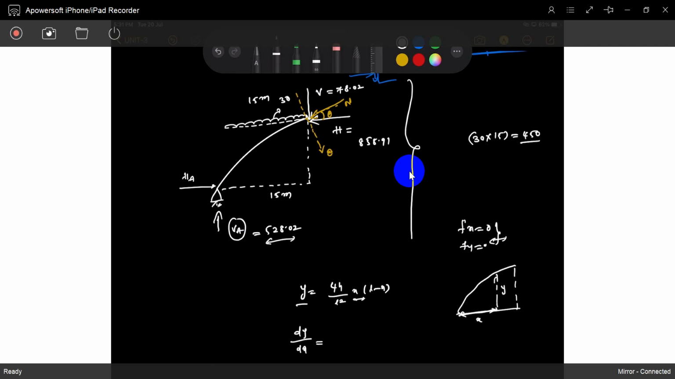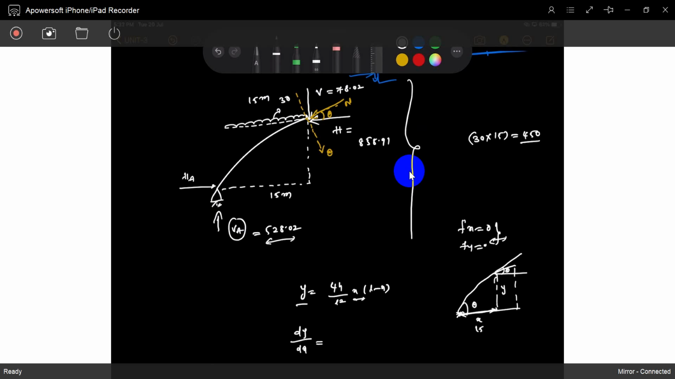Differentiation will give the slope. This is theta for this location. Every location theta is changing; it is not a constant. So we have to take theta at that location. At that location, what is theta?